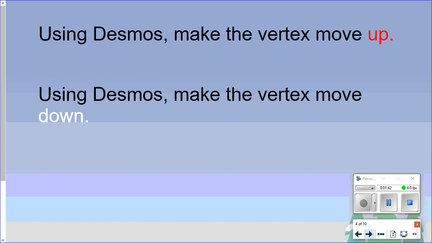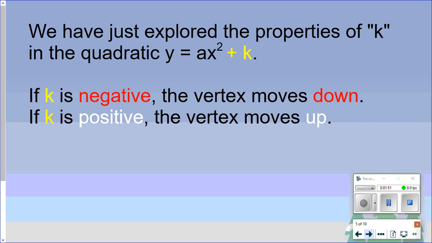Using Desmos or whatever graphing software you're using, make the vertex move down. Make the vertex move up. What you are looking at is the properties of k. If k is negative, the vertex is going to move down. If k is positive, then the vertex moves up.